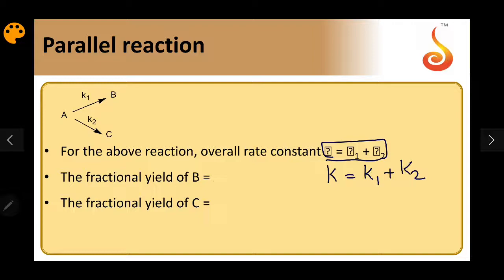If I know K1 and K2, I can find out the fractional yield of B. The percentage yield or fractional yield of B will be nothing but K1 divided by K1 plus K2. For C, it is K2 by K1 plus K2. So these are the expressions for finding out the fractional yield of B and C.